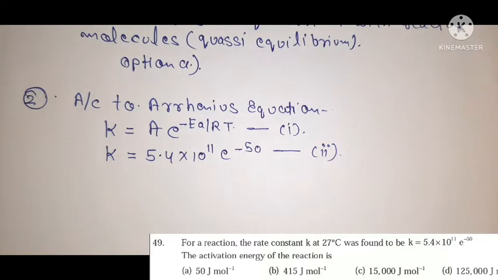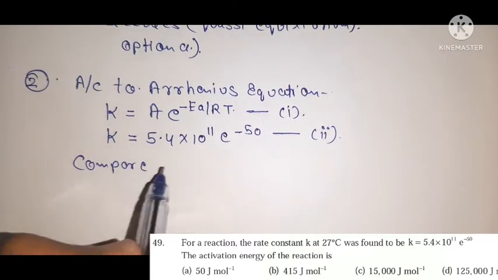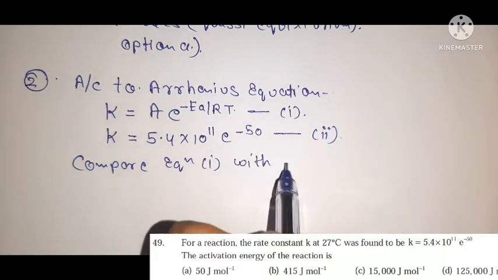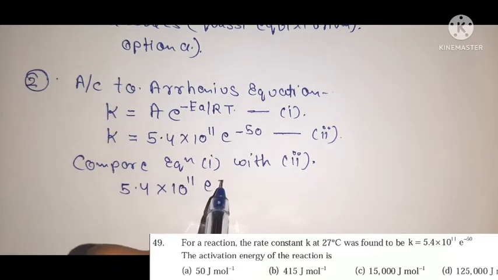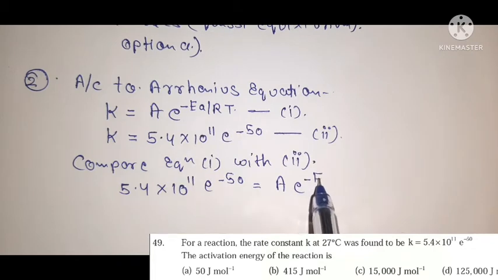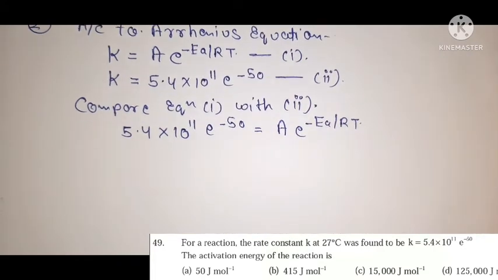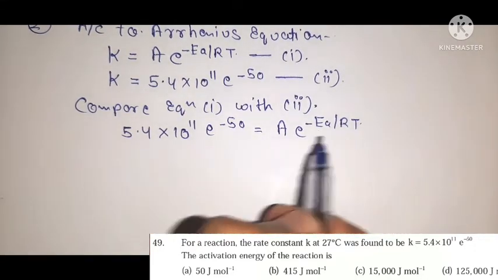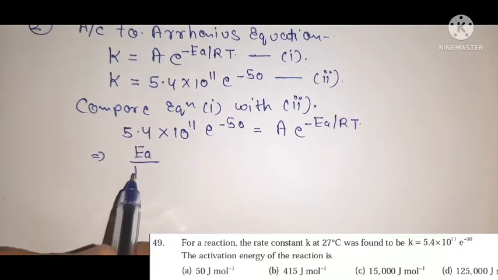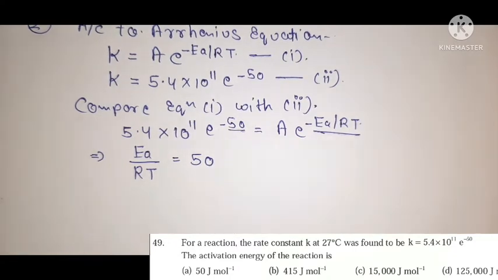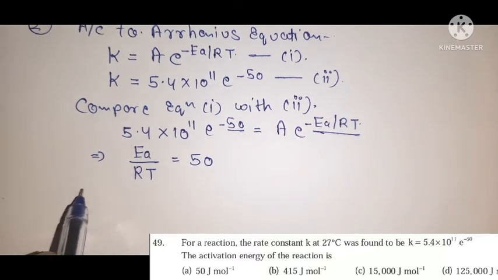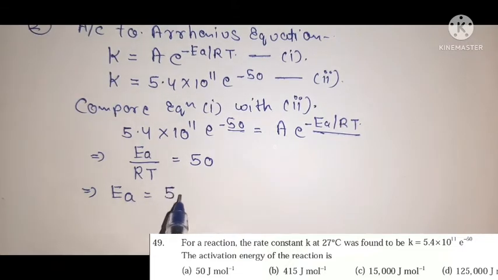Now when we compare equation first with equation second, what do we get? 5.4 multiplied by 10 to the power 11 e to the power minus 50 equals A into e to the power minus Ea over RT. It means here this Ea, that is activation energy, upon RT is equal to 50. When you compare the first with the second, we clearly see that Ea over RT equals 50. According to your question, you must find the value of Ea, that is activation energy. So your activation energy will be 50 multiplied by R multiplied by T.